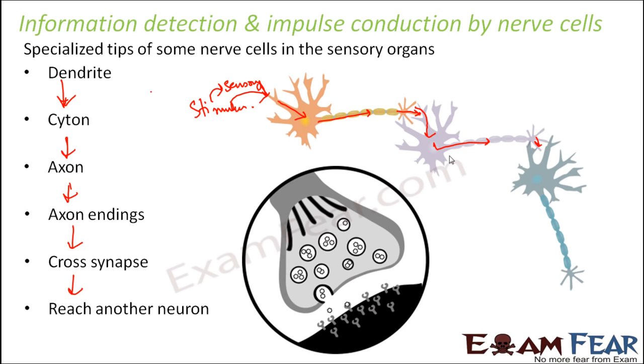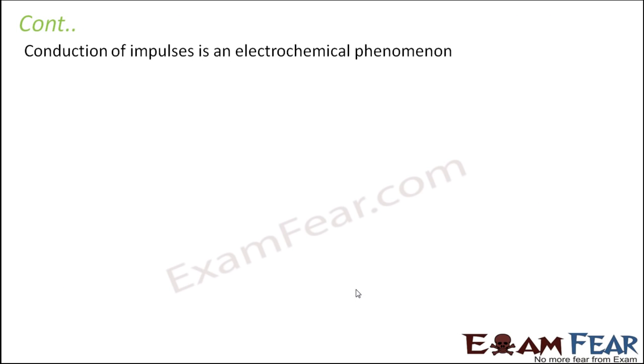So this is how it looks like, how it happens. The crossing of the synapse actually happens in this manner. So we can say that the conduction of impulses is an electrochemical phenomenon. Why electro? Because electrical impulses are transmitted here. So basically the information is carried in the form of electrical impulses. And why chemicals? Because the electrical impulses get converted into chemicals, that is neurotransmitters, and with the help of these chemicals it is transmitted from one neuron to another.